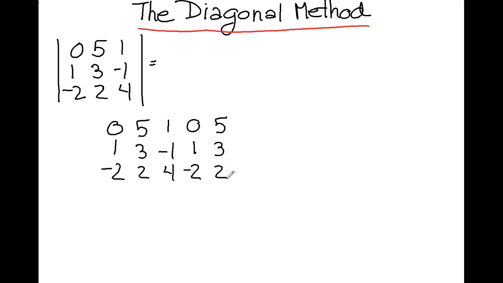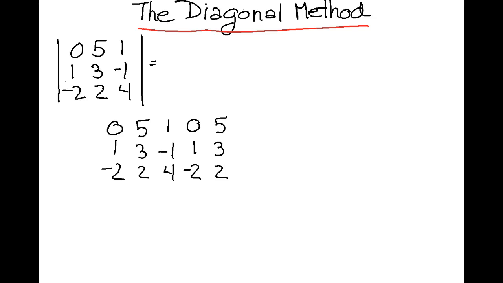For those that watched my last video using expansion by minors to find the determinant of a 3 by 3, this is the same exact example I used then. So I know the answer is supposed to be negative 2. Now we're going to calculate that again with the diagonal method.